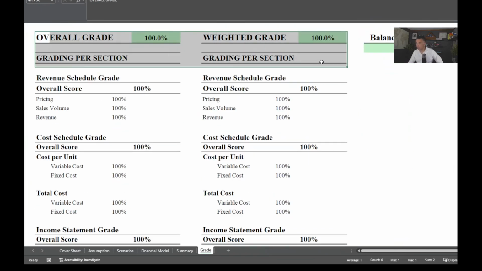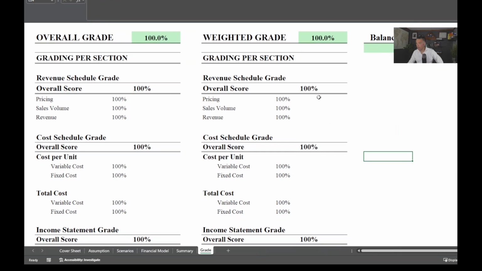Our overall grade is 100%. Our weighted grade is 100%. Our balance sheet is balanced and it's 100% completed.